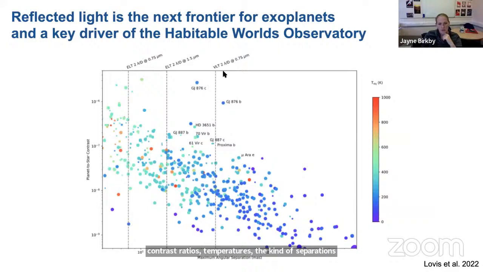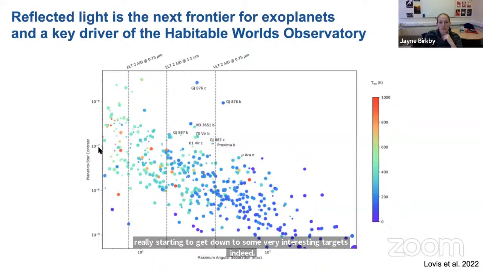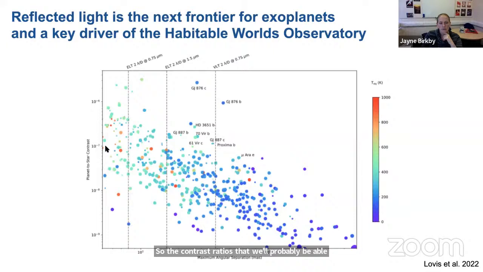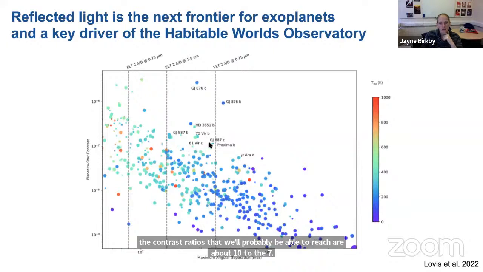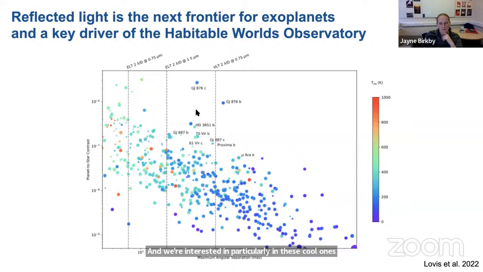So for the VLT, we're limited to things sort of to the right of this dashed line here. You can see that Proxima b, our nearest exoplanet, is just on the edge of that. But for the ELTs, we're really starting to get down to some very interesting targets indeed. So the contrast ratios that we'll probably be able to reach are about 10 to the 7. And we're interested particularly in these cool ones that are approaching Earth-like temperatures.